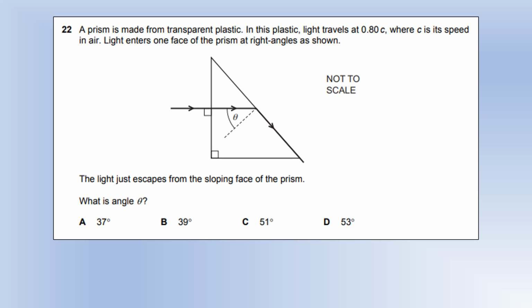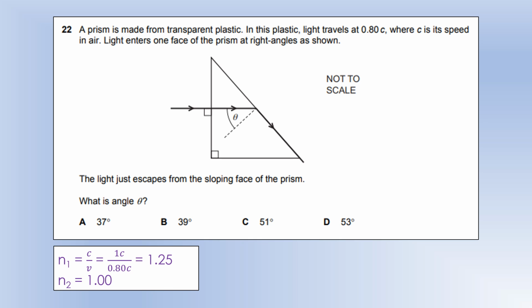A prism is made from transparent plastic. In this plastic, light travels at 0.8 speed of light. Light enters one face of the prism at right angles as shown, and we can see it travels along the boundary there. What is the angle theta?